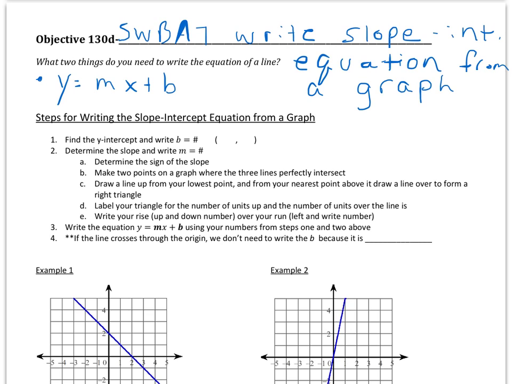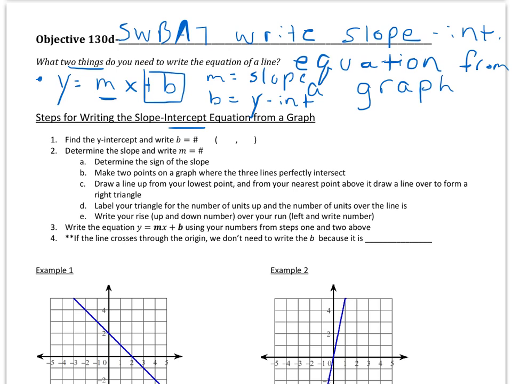So what two things do we need to write the slope-intercept equation? Well, we already know this. We need the slope, m, and we need the y-intercept, which is b. If you don't know what int means, or you're not going to remember it, write out the word intercept, and that word is right here if you need to look at the spelling.